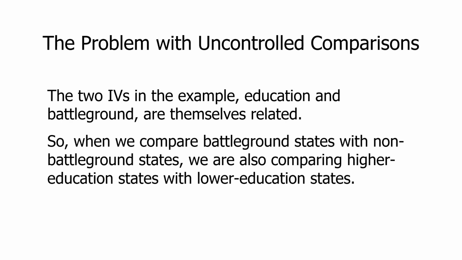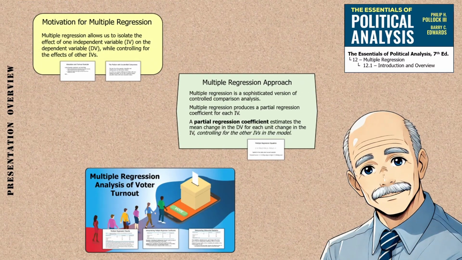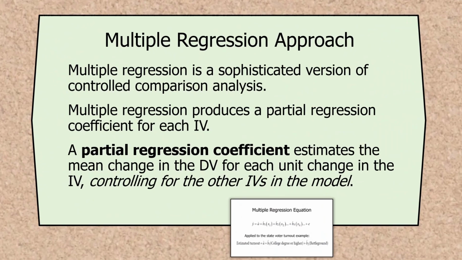Just to repeat, when we compare battleground states with non-battleground states, we are also comparing high education states with low education states. And to the extent, as we know, that higher education states have higher turnouts, it might be the education effect that's detracting or adding or confounding the battleground effect. Here's the solution: multiple regression. Multiple regression is a sophisticated version of controlled comparison analysis.